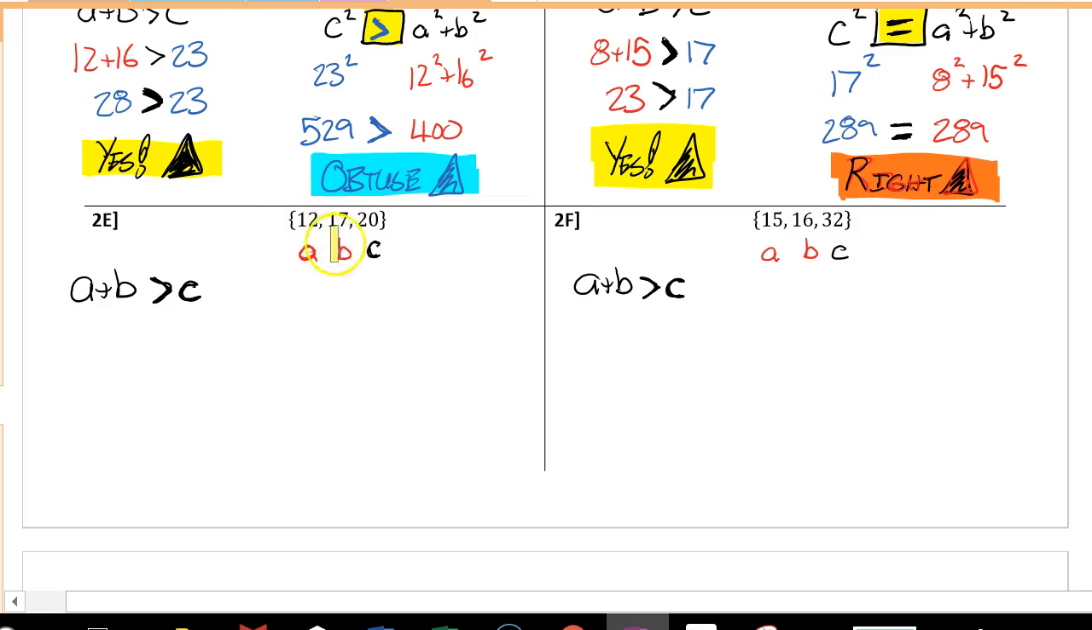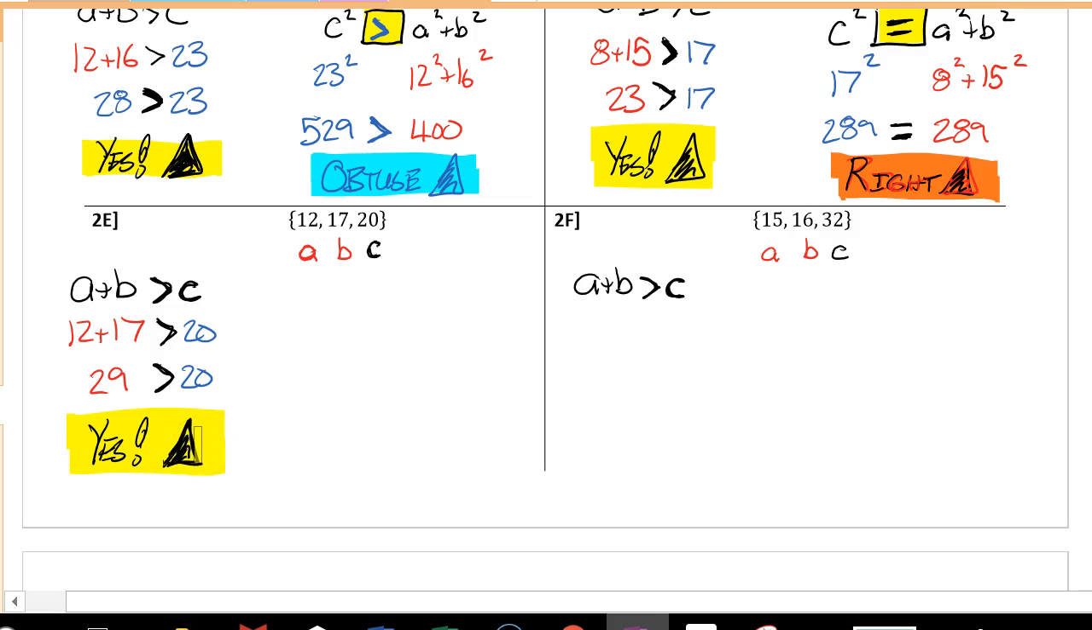12 and 17 are the two smaller sides, therefore they're A and B, and 20 is the largest, so it's C. 15 and 16 are the smaller sides, so they are A and B. 32 is the largest side, so therefore it is C. Back to 2E, we're substituting our known values and simplifying. We have 12 plus 17 is greater than 20, or 29 is greater than 20, meaning yes, we can actually create a triangle.